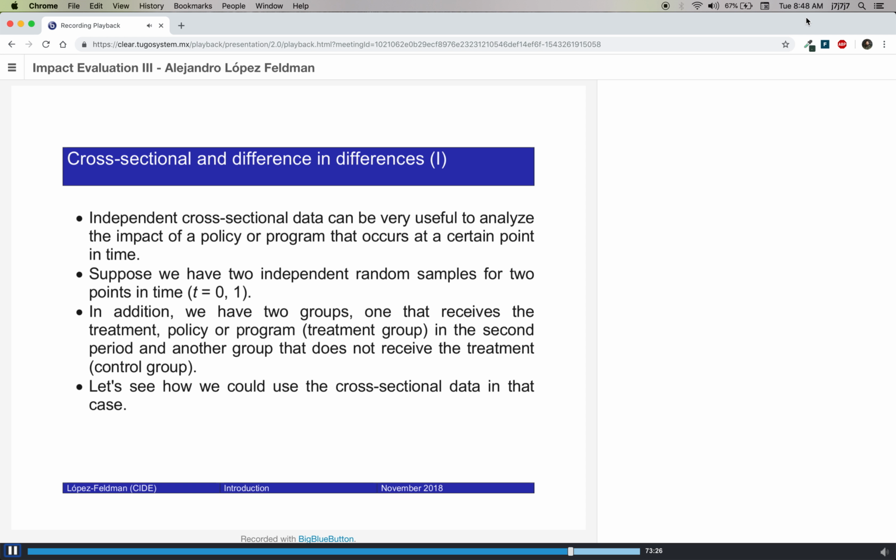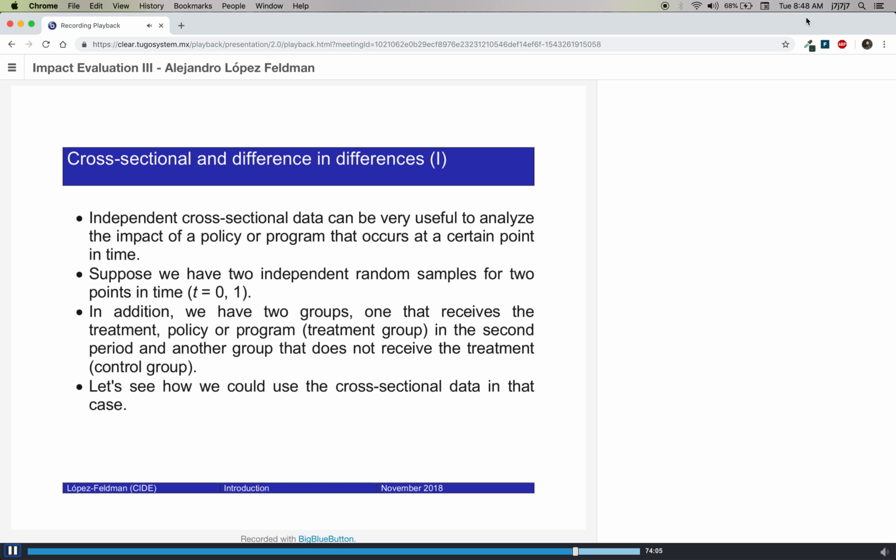So I have this cross-sectional data. I have two random samples, year 0 and year 1. Besides, I have two groups. One receives the policy, program, or treatment in period 1. No one receives anything in period 0. There is a treated group in period 1, and then I have the control group. So I have year 0 and year 1, and a group that eventually is going to receive treatment. So we have 2 points in time. We have two groups, a control group and a treatment group.